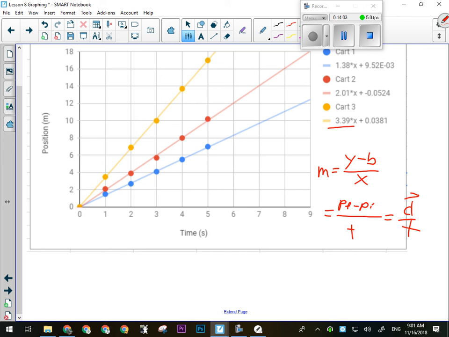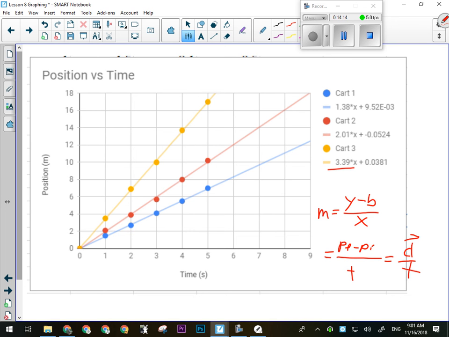Okay. All right, I want you guys to calculate for me how long it will take each cart to reach a position of 100 meters. Okay, so calculate for me using this graph. Calculate how long for each cart to reach a position of 100 meters. Okay.